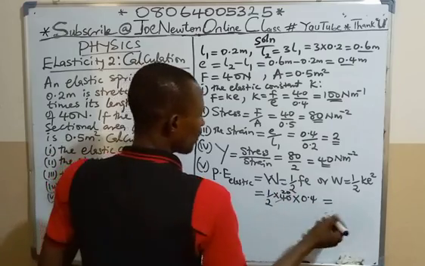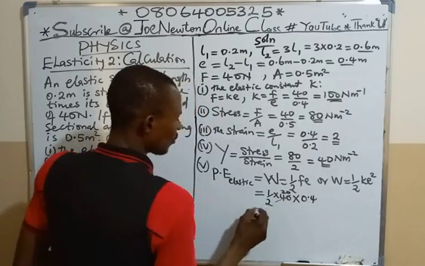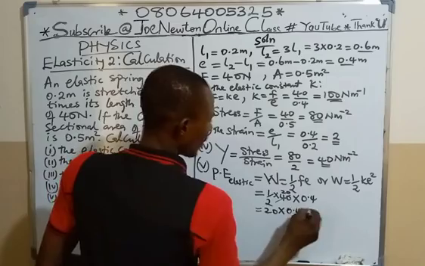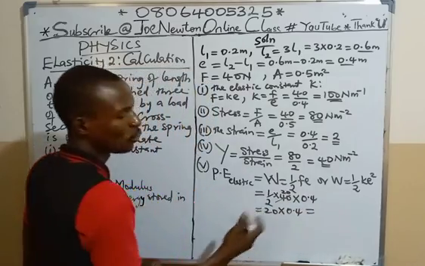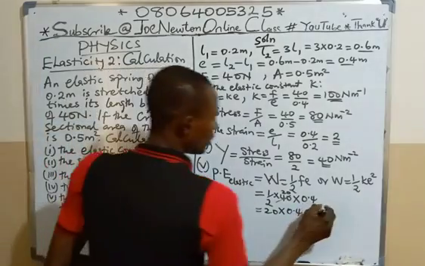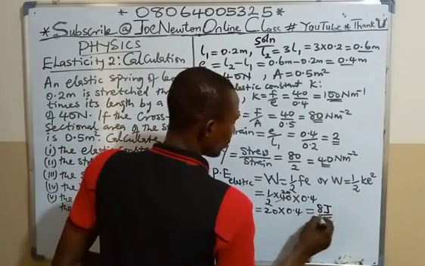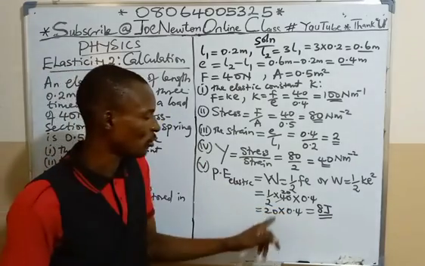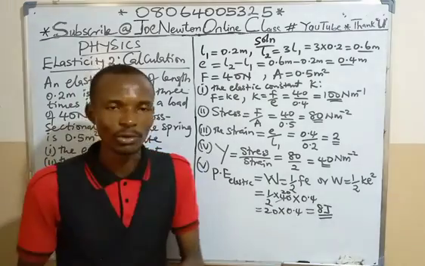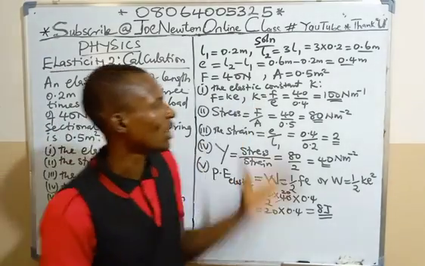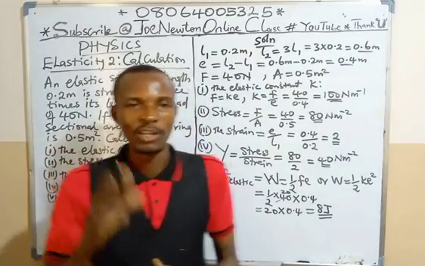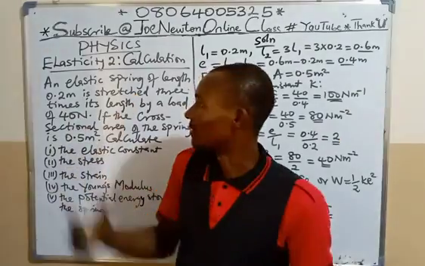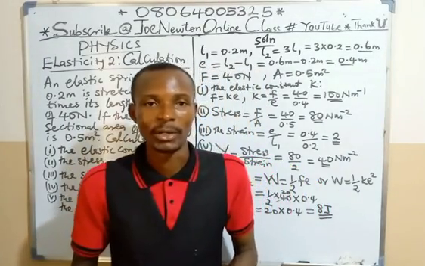So 20 times 0.4, that will give us, it's like saying 2 times 4, which is 8 joules. Because 20 times 0.4 is like saying, this decimal will cancel this 0. It's like saying 2 times 4, 8 joules. So look at how we solve this problem. So this is how to tackle problems involving elasticity, the elastic properties of material.